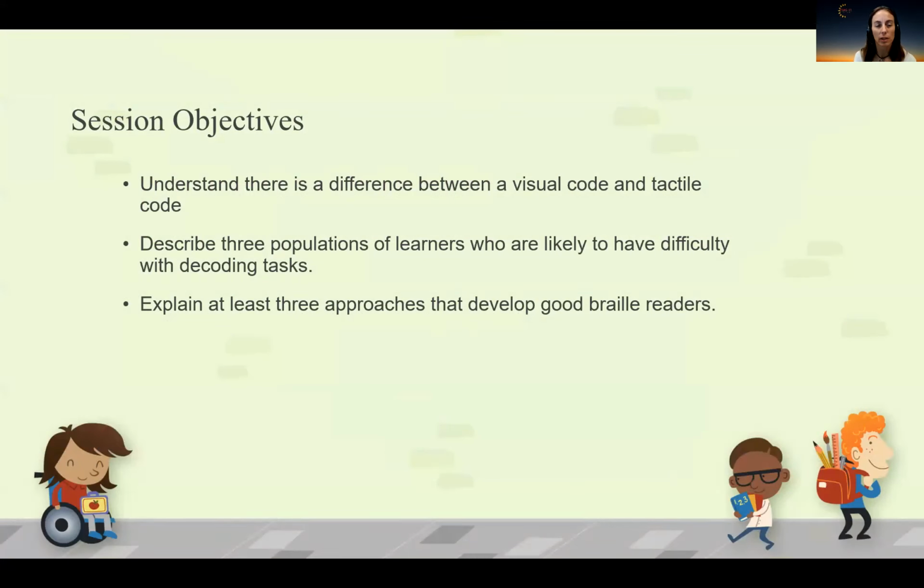understand the difference between a visual code, a visual system of reading, and a tactile code. Describe 3 populations of learners who are likely to have difficulty with decoding tasks, and explain at least 3 approaches that develop good Braille readers.